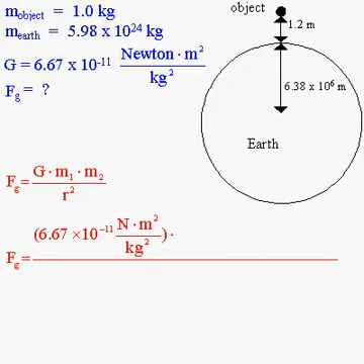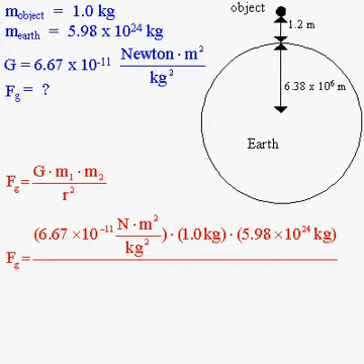Gravitational force equals capital G, 6.67 times 10 to the minus 11 Newton meter squared per kilogram squared, times the mass of one object, 1.0 kilograms, times the mass of the other object, the mass of the Earth, 5.98 times 10 to the 24 kilograms, divided by r. But what is r? That's the main point of this example.